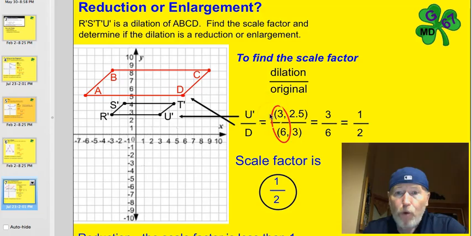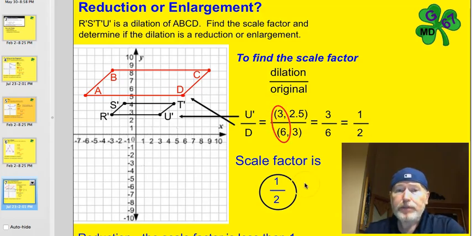I'm just going to focus on that X value of each. And that's 3 over 6. Simplify that down to 1/2. That's the scale factor. I could have done that for S prime and B as well, or R prime and A. Just make sure that you put the dilation over the original, just focus on the X value, simplify it.